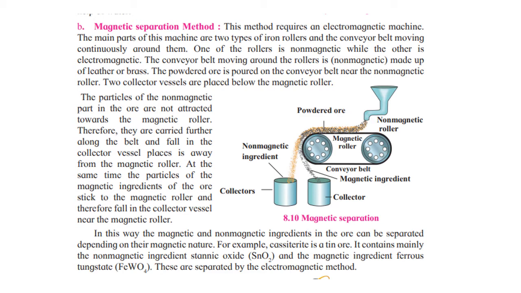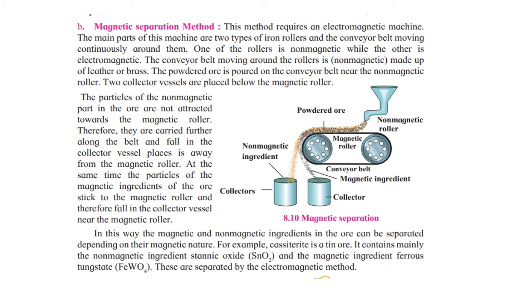Look down, like a conveyor belt, and the conveyor belt moves continuously around them. It's similar to something that you see at the airport, a conveyor belt on which all the luggage and so on comes. One of the rollers is magnetic, while the other is electromagnetic. Now the conveyor belt moving around the rollers is non-magnetic, made up of leather or brass. The powdered ore is poured on the conveyor belt near the non-magnetic roller. Two collector vessels are placed below the magnetic roller.